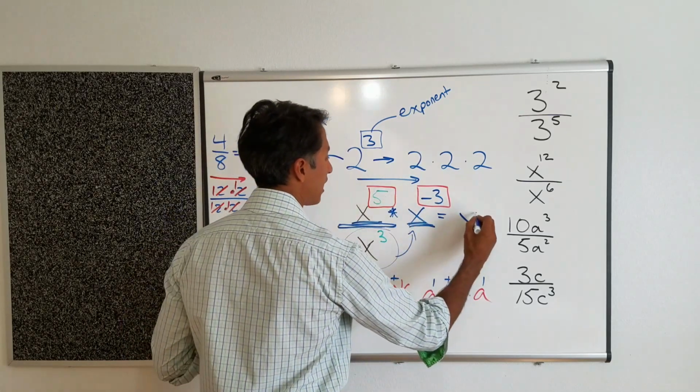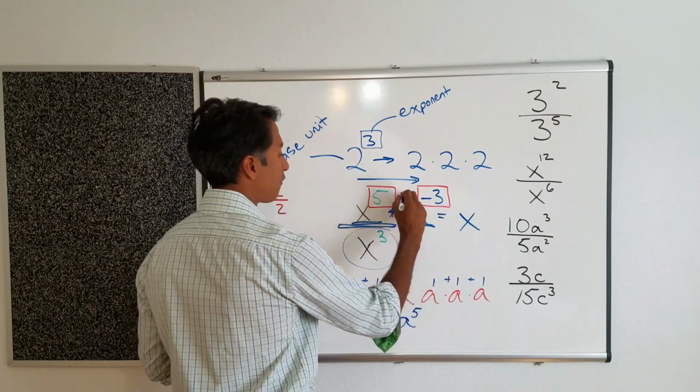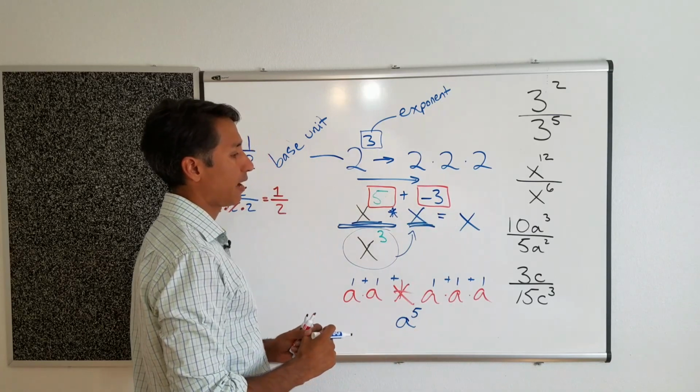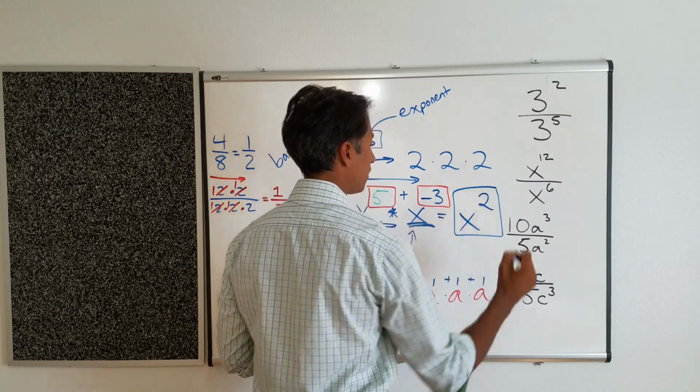So we end up with 5 minus 3. It's okay if it's a negative. 5 plus negative 3, if you want to look at it that way. 5 plus negative 3 is 2.